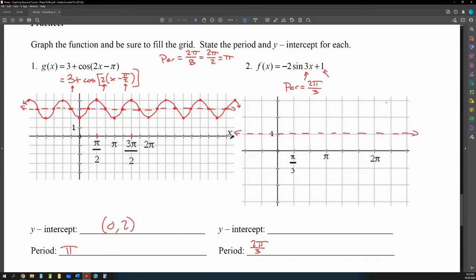And last, we have a negative sign, so I'm just going to go ahead and sketch the shape of negative sine. Sine always starts and ends at the midline, but instead of going up and then down, we're going to go down, then up, and then back down. Okay, and then we have an amplitude of 2. So that's that number out in front.